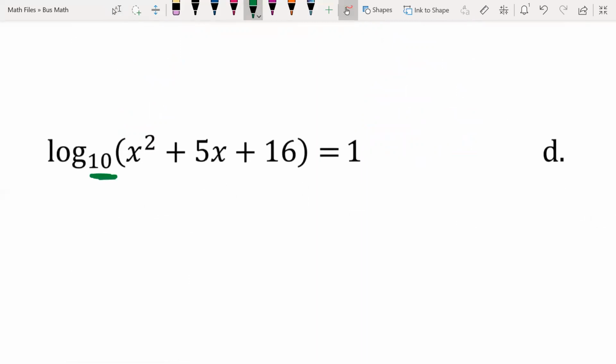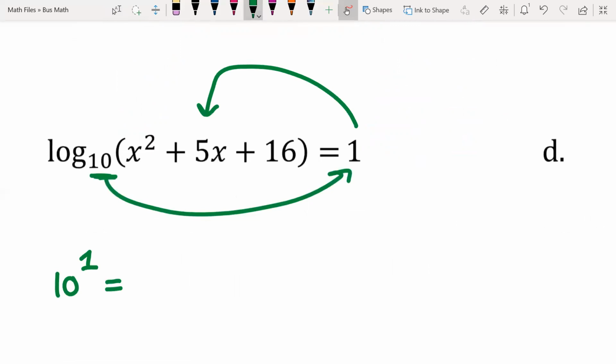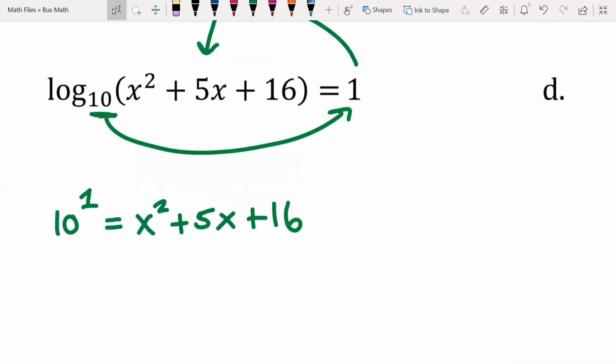So this means we're going to take this base of 10, raise it to that outside number of 1. So 10 to the first power, and then you set it equal to everything inside the log: x squared plus 5x plus 16. Okay. We got rid of the log, and now again, we have an exponential equation. Well, 10 to the first power is just 10. So all we're going to do here is subtract the 10 to the right side, and you'll end up with 0 equals x squared plus 5x plus 6.